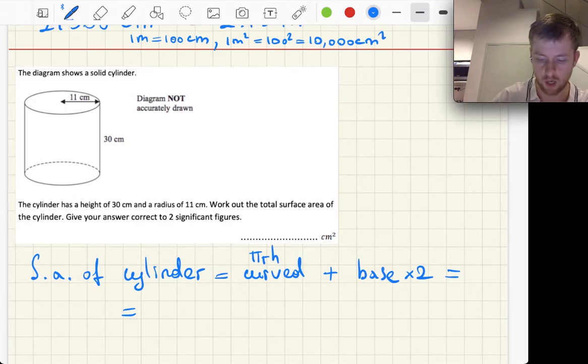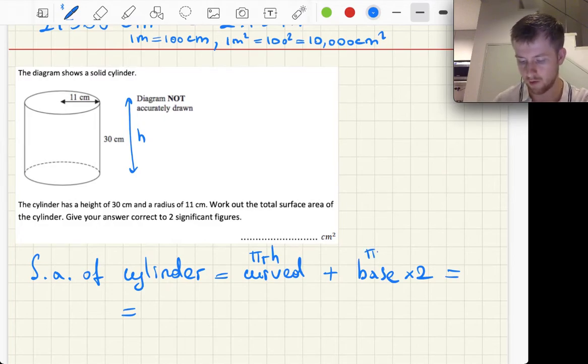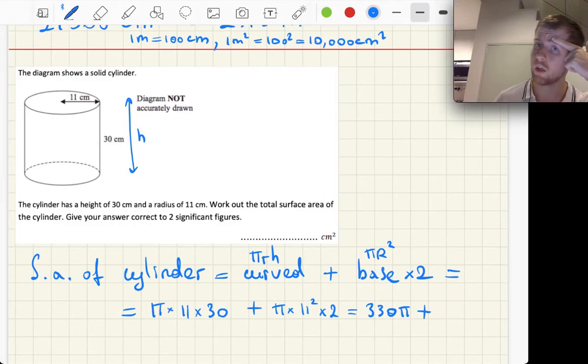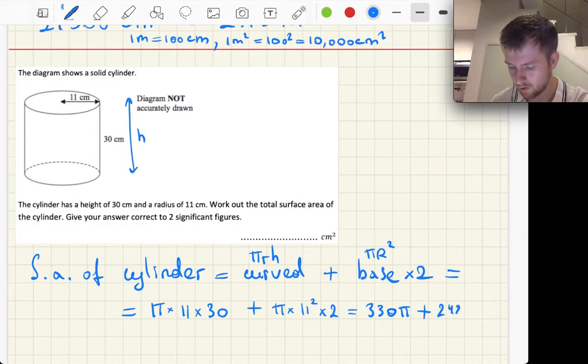Sorry, so the h is the height, right? And the base, of course, is pi r squared. So we have pi times radius times 11 times h times 30 plus base times 2. So it's pi times a radius squared, so 11 squared, and then times 2. 11 times 30, yes, so 330 pi plus, what is it, 121 times 2? 242.